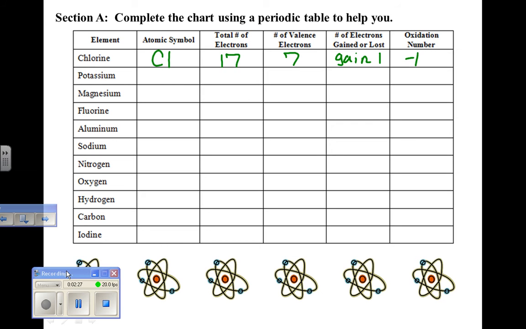Okay, potassium, what's the atomic symbol? K. We want to say P, but that's phosphorus. So potassium's K. How many electrons? 19. What's the valence? 1, because it's in group 1. So what's it going to do? Gain 7 or lose 1? Lose 1. So if it loses a negative, the oxidation would be +1.